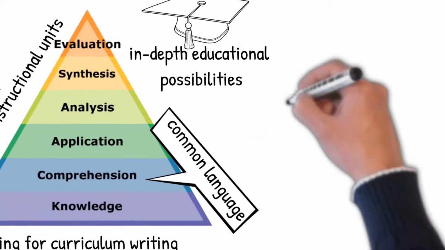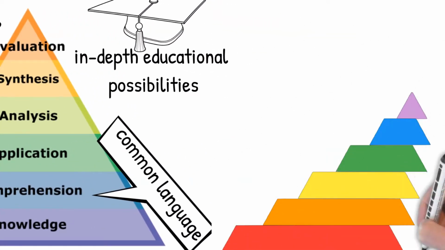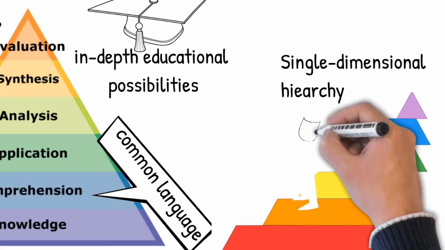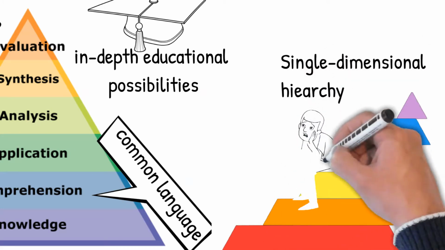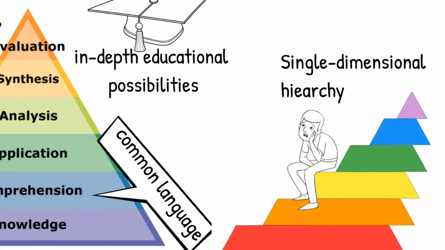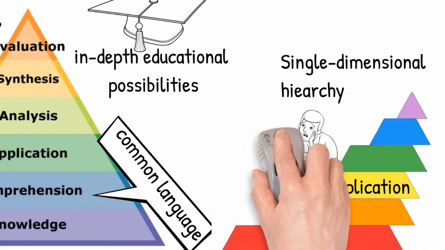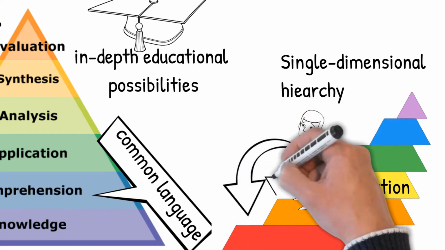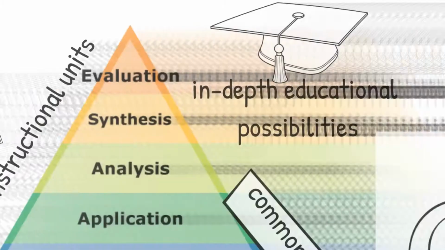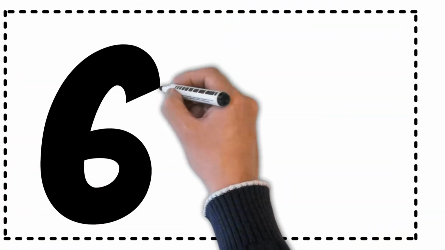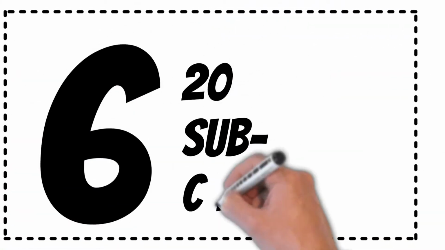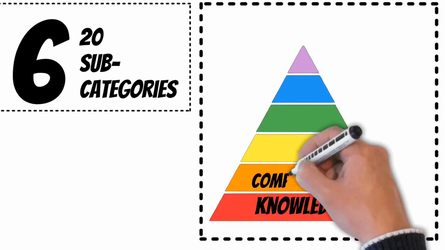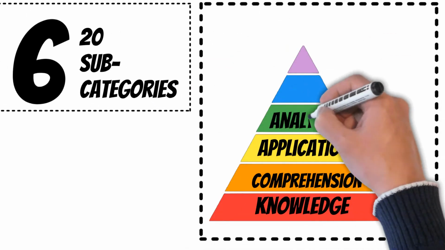The original taxonomy is a single-dimensional hierarchy. It is known as a hierarchy because to achieve the next level in the cognitive process, the prior level must be mastered. Before a student can successfully complete a task at an application level, they need to have basic knowledge and comprehension of the concept first. The original taxonomy contains 6 main categories and 20 subcategories. The 6 main categories are as follows: knowledge, comprehension, application, analysis, synthesis, and evaluation.